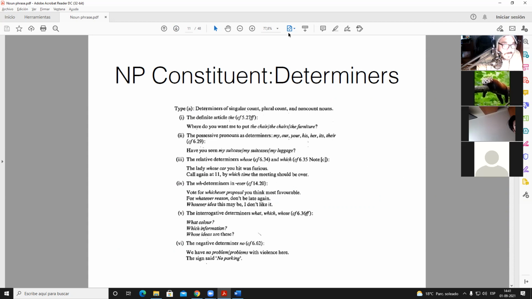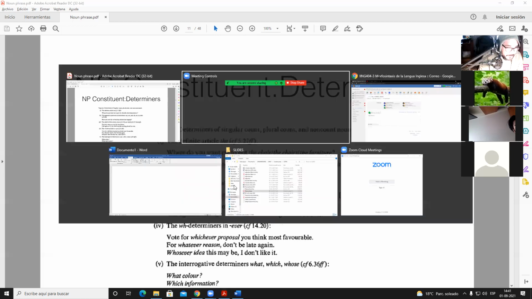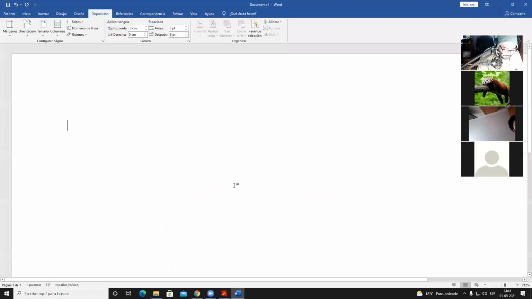From this point, we were discussing this last week. I think there are some of them quite interesting. So for example, the possessive pronouns as determiners, right? My, our, your, when you use them in the following ideas: have you seen my suitcase? So I'm going to devote a couple of minutes on that.